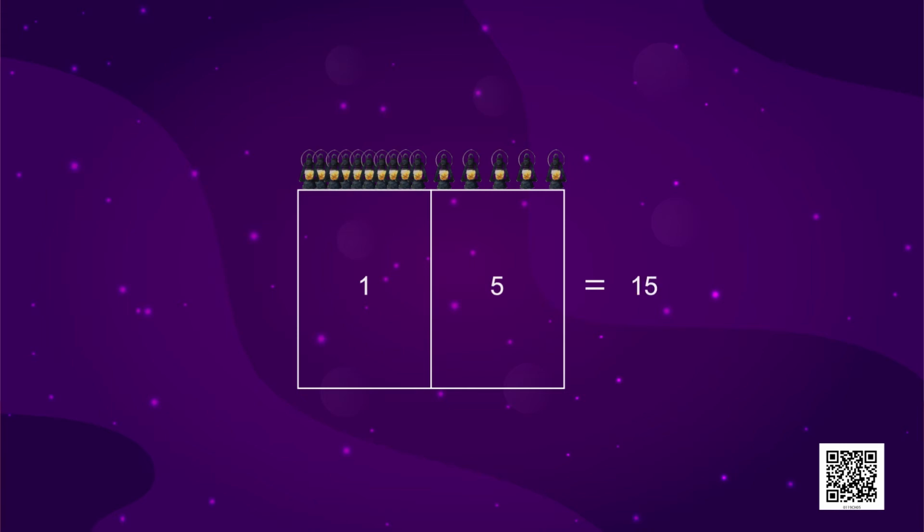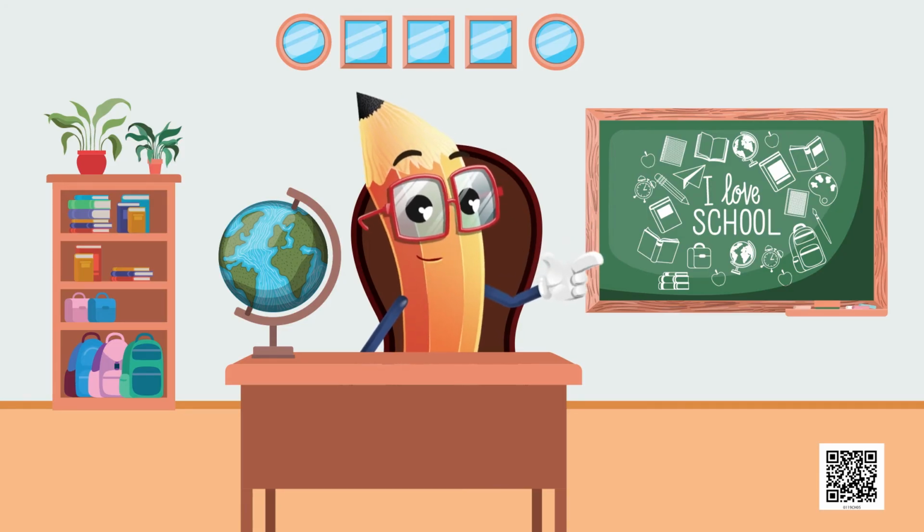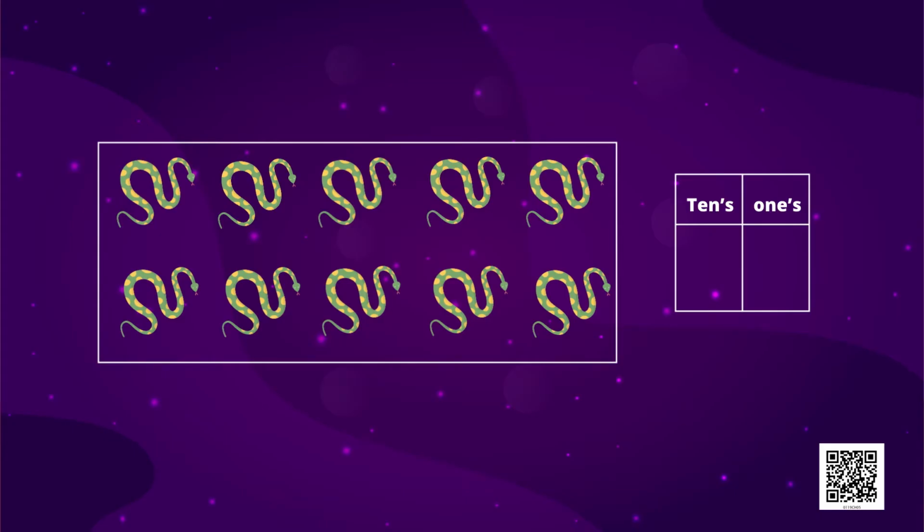That is 15. Very good, children. Now make the other numbers by yourselves. Okay, look here. Here we have some snakes. So count and group 10 together. That makes 10. So tell me now, how many snakes are left?